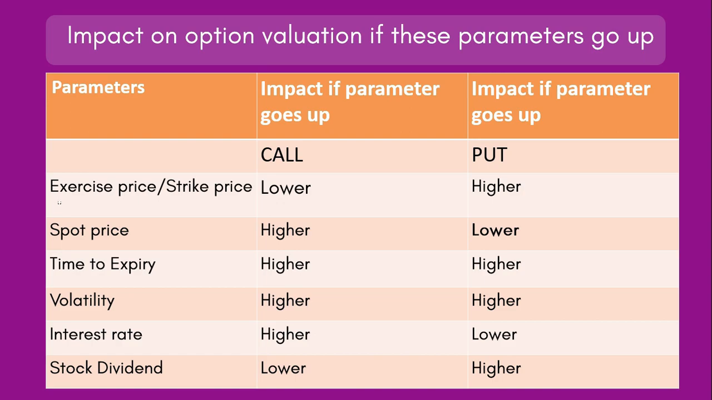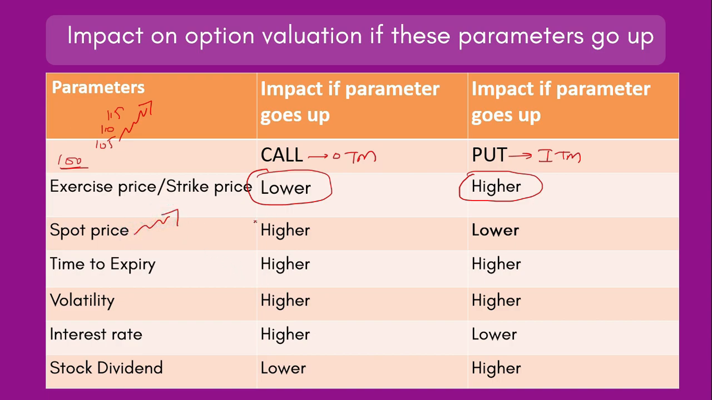First of all, exercise price or strike price. Suppose the stock price is 100 rupees and the strike price is 105, 110 or 115. As the strike price keeps going up, the call price will obviously keep going down and the put price will obviously keep going up, because the call will become OTM and the put would try to become ITM, right? So as the exercise price or strike price goes up, call will go down and put will go up. But if the spot price or the stock price goes up, call goes up and put goes down.